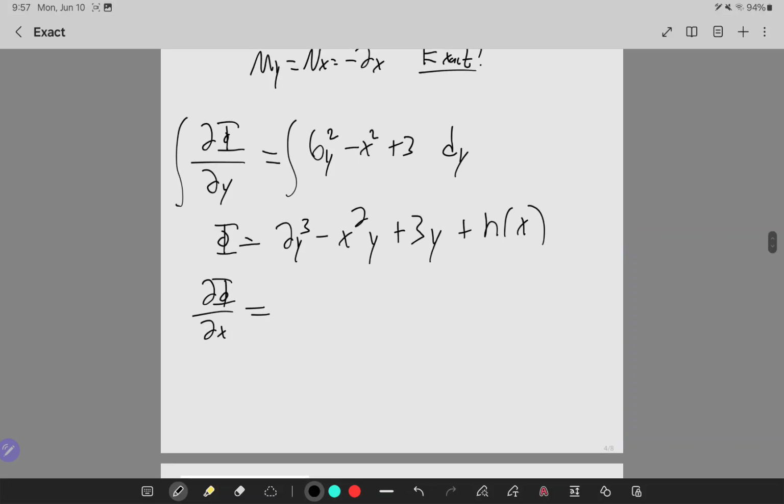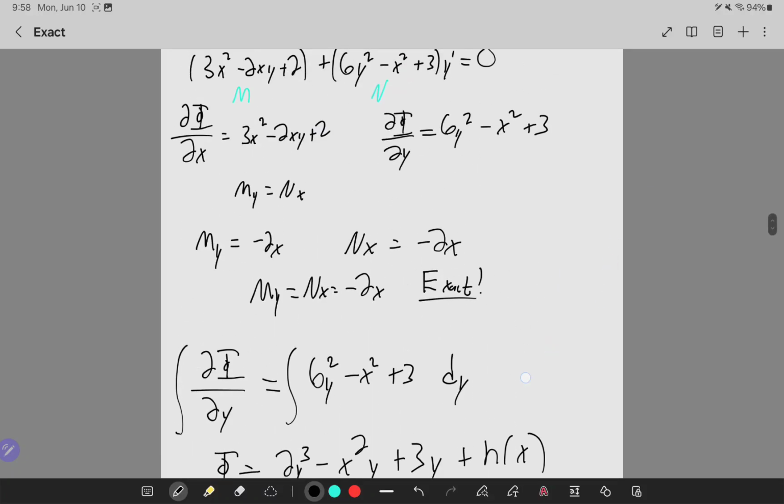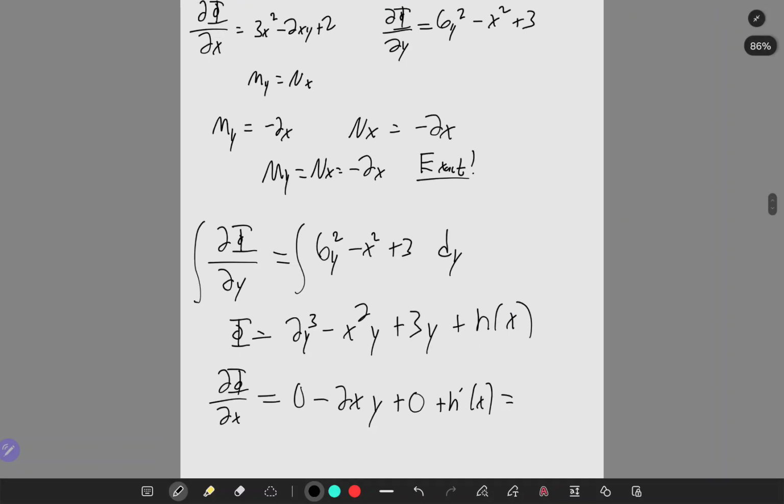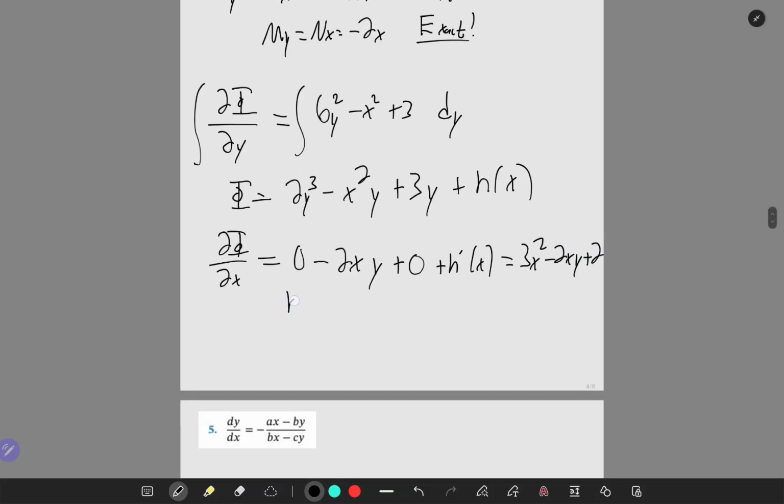And that would be, now this first term would become 0, minus 2x times y plus 0 plus h prime of x is equal to, what did partial phi with respect to x from before was 3x squared minus 2xy plus 2, right? So we're left with this.